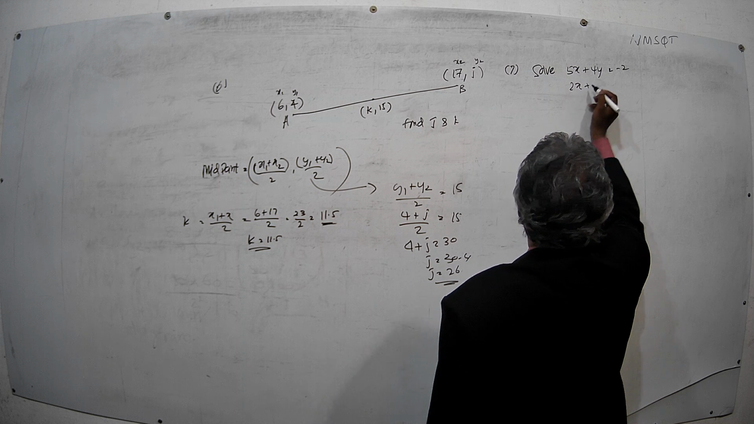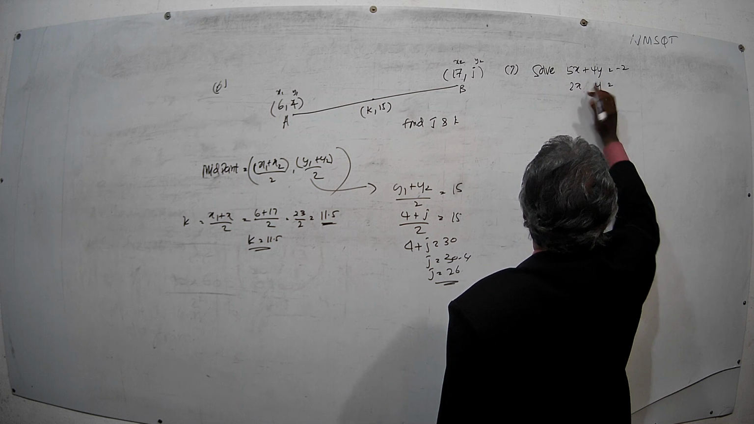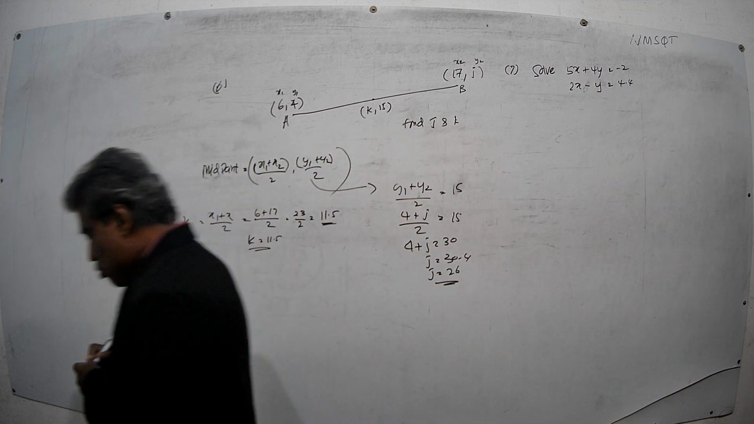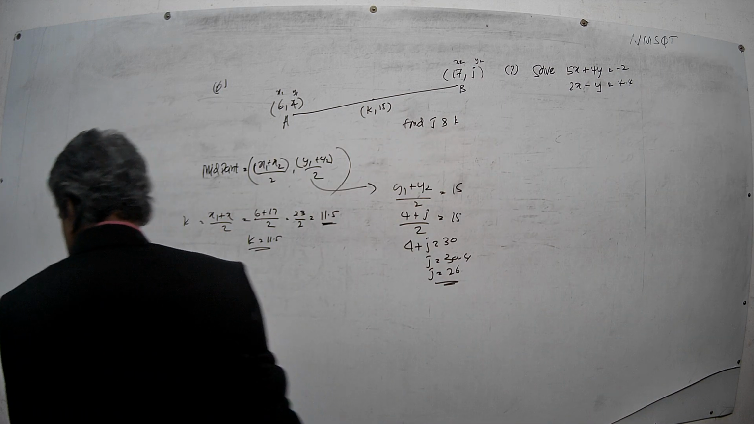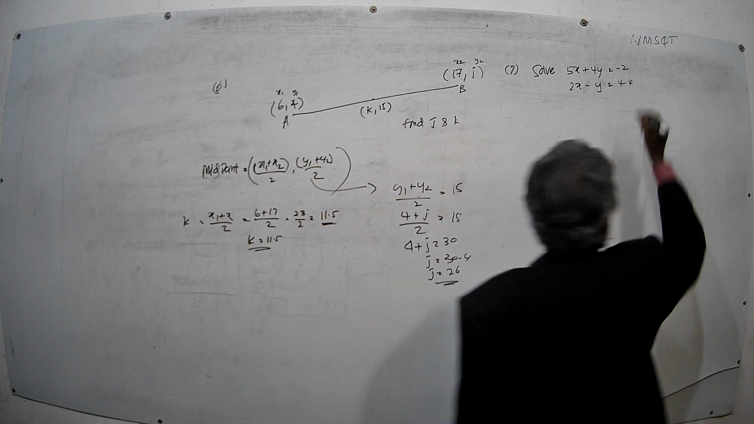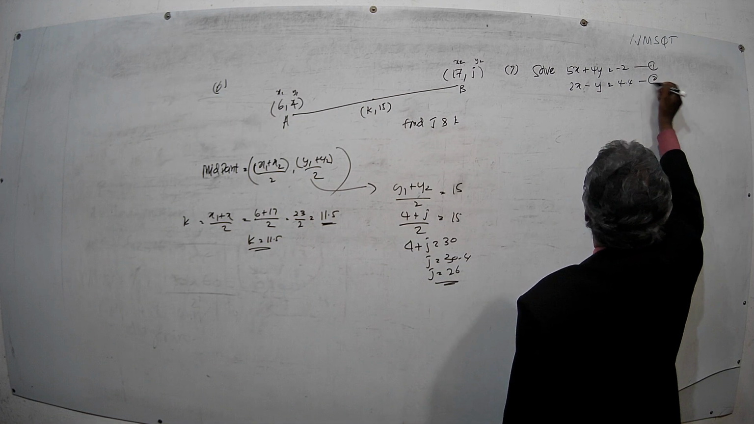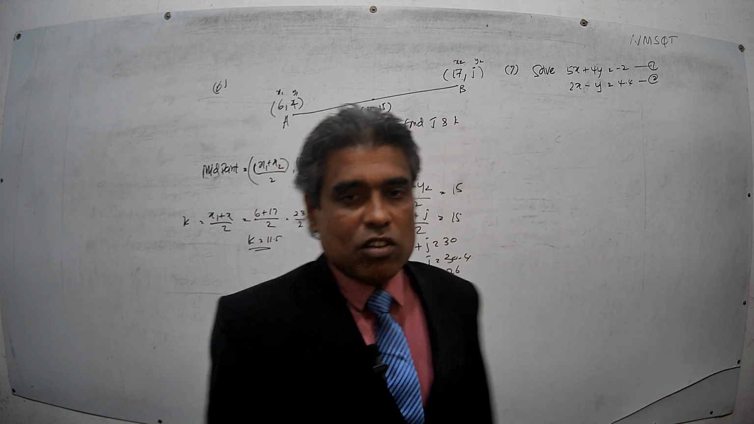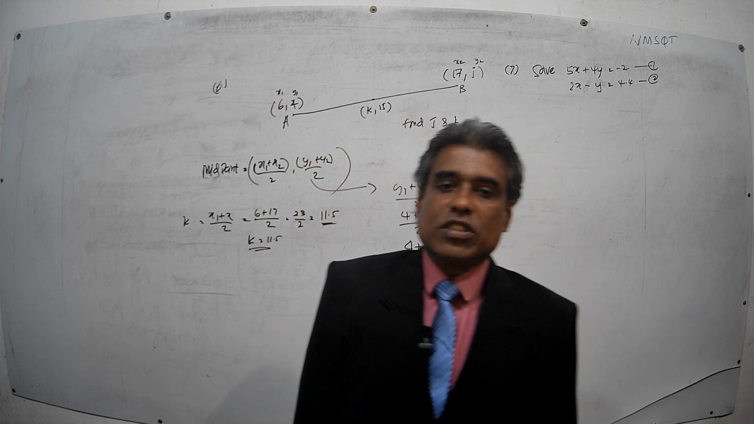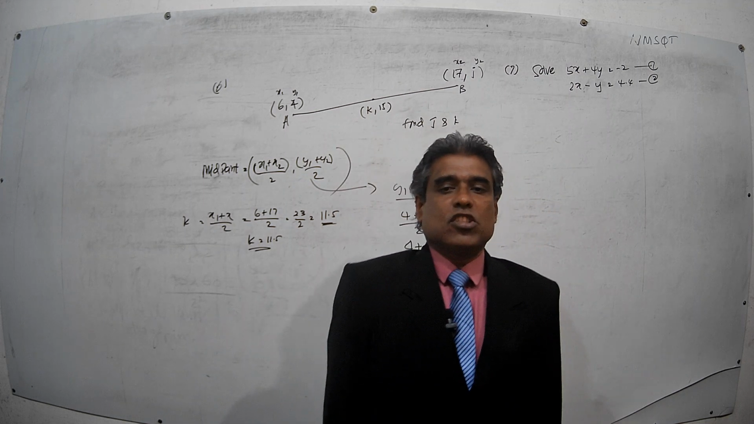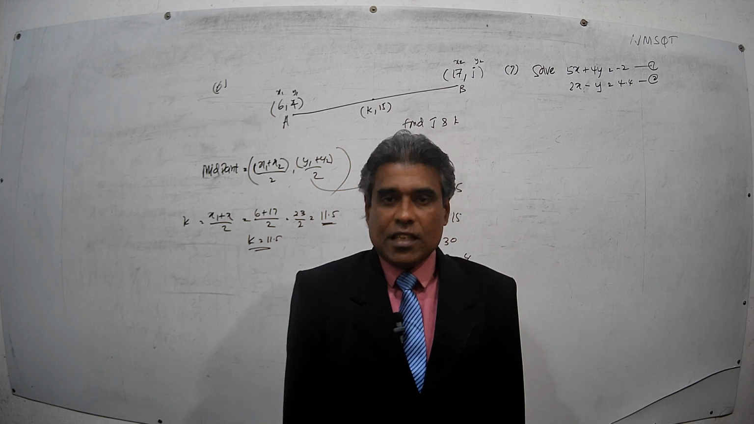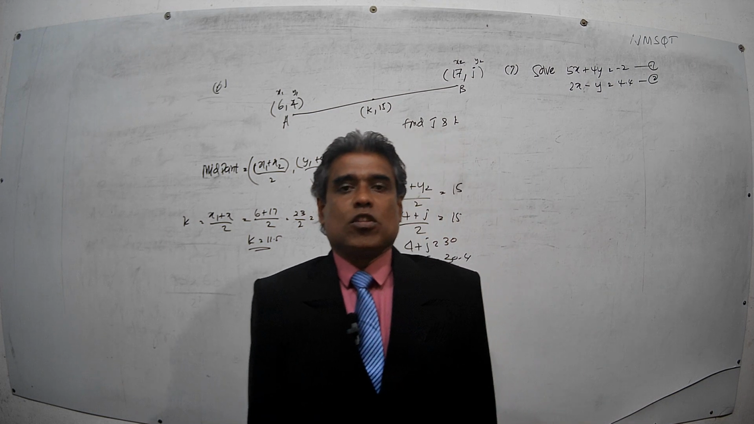2x minus y equals 4.4. And 5x plus 4y equals minus 2. Okay, now let's take this as equation 1 and this as equation 2. So we can use either the substitution method, though there are actually three methods: the graphical method, and then two algebraic methods, the elimination method and the substitution method.